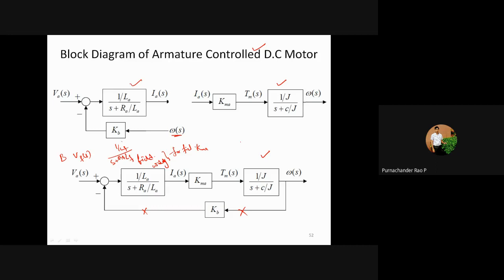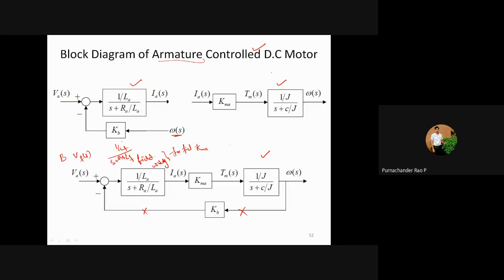So the field controlled DC motor is an open loop system, and your armature controlled DC motor is a closed loop system. Because of this reason, for the controlling of load, normally we go for closed loop control. So we require an armature controlled DC motor.